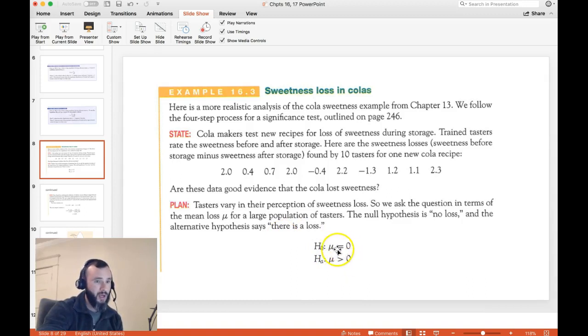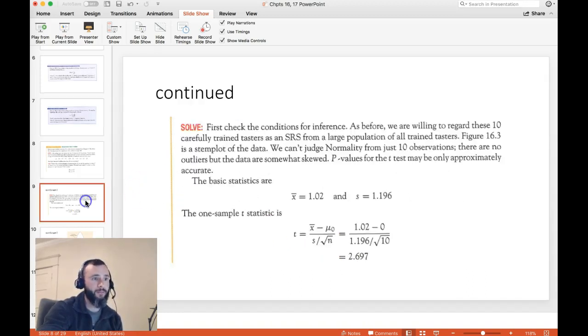Does that make sense? So if the mean loss, that's mu right here, is 0, that's to say that there's no loss. And if the mean loss is greater than 0, then some loss has occurred, or in other words, there is a loss. So let's solve this.